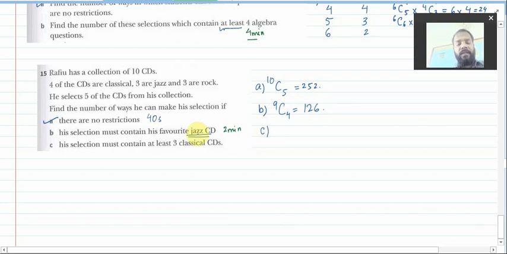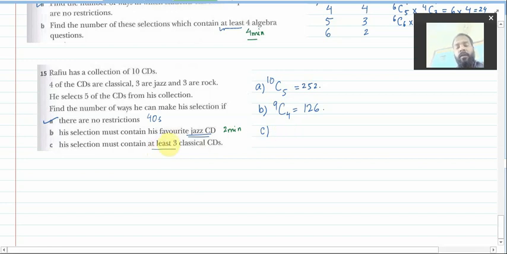It says his selection must contain at least 3 classical CDs. Alright, 3 classical CDs, right? In total we have 4 classical CDs. At least means a minimum of 3, right? It can be 4, it can be 5, but not less than 3.